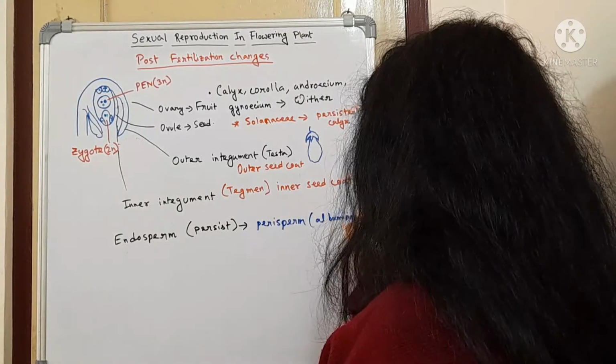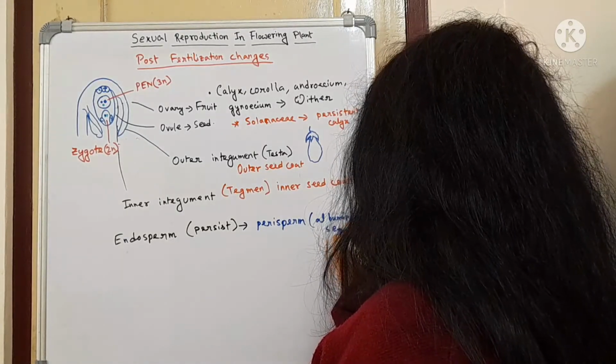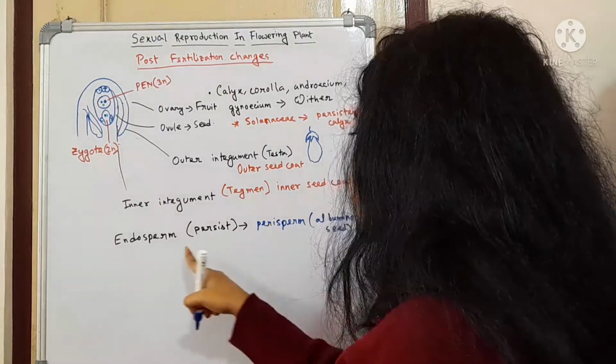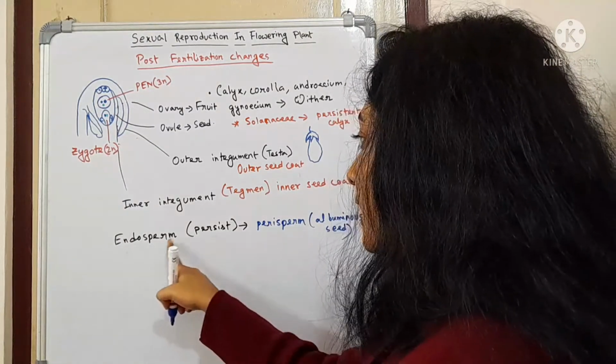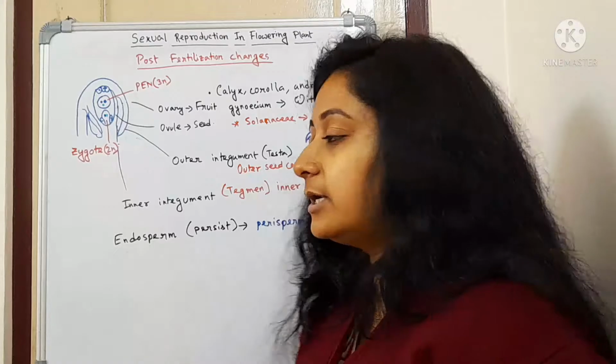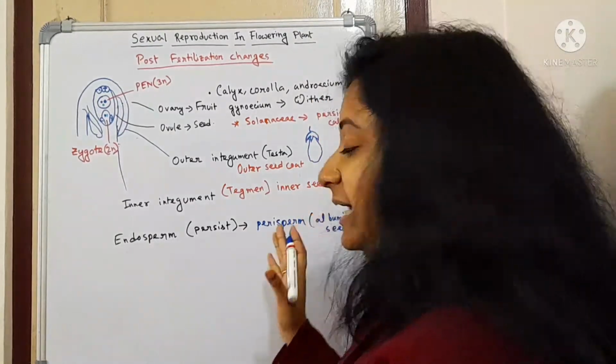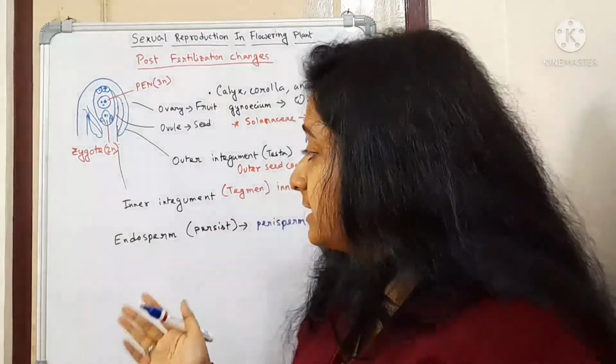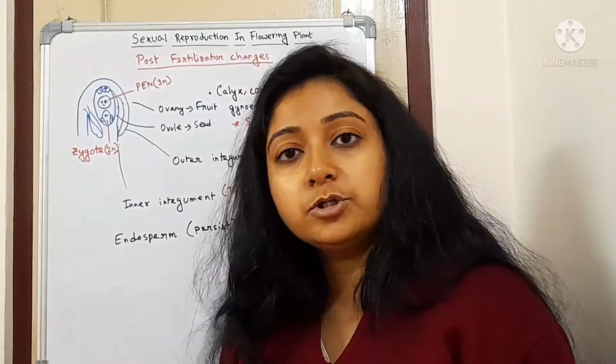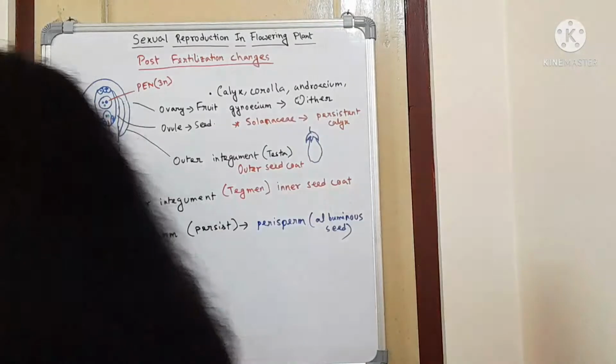So in albuminous seeds only we can find the perisperm, because that is the conversion of the endosperm. And if the endosperm is persisting, then only we can find the perisperm in such seeds. And if it is not persisting, then those seeds are considered non-albuminous seeds. This is about the endosperm.